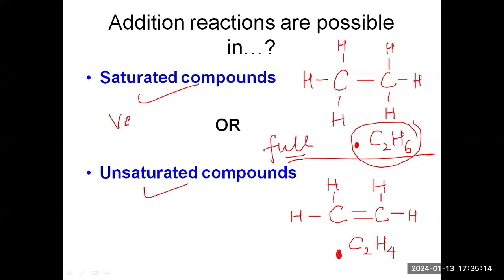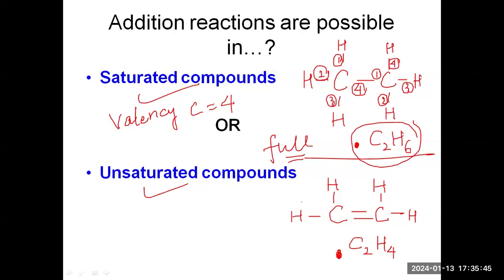Why do I call it full? Because the valency of carbon is 4. So for both the carbons, the valencies are done. See, 1, 2, 3, 4. Same for the second carbon, 1, 2, 3, 4. So all the 4 valencies are done.